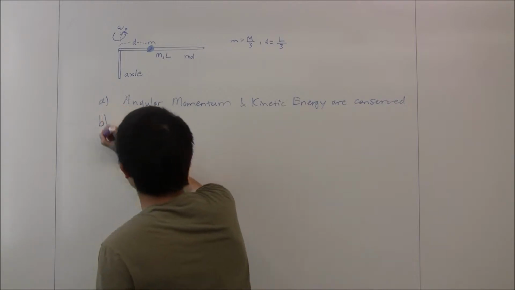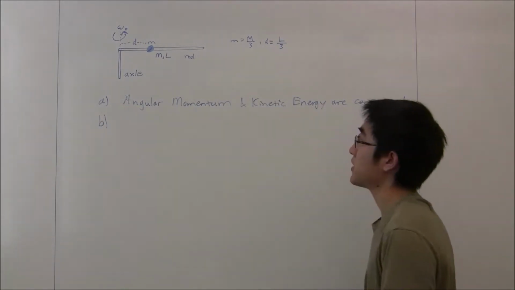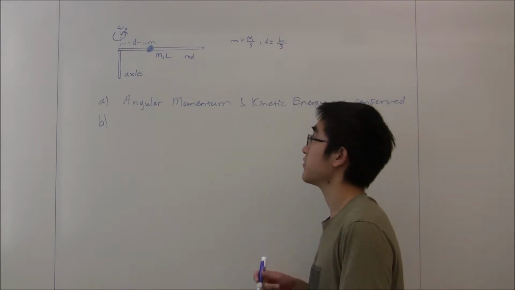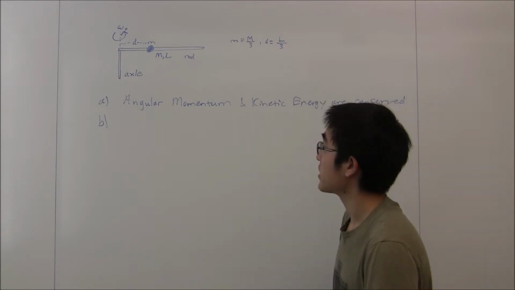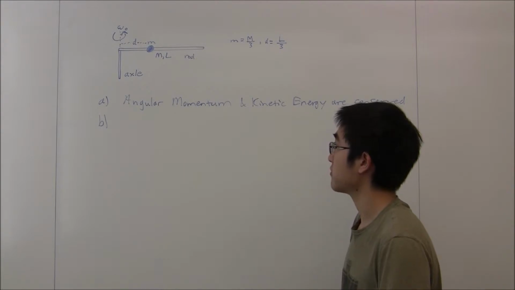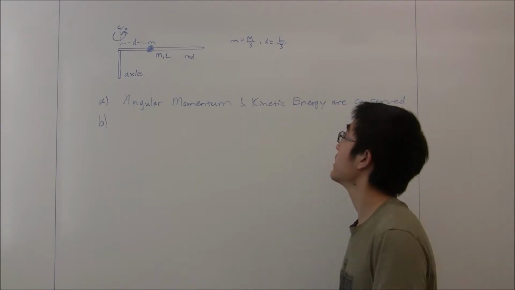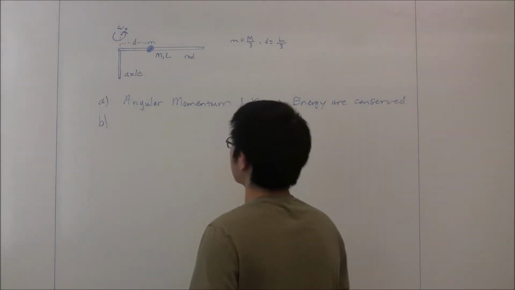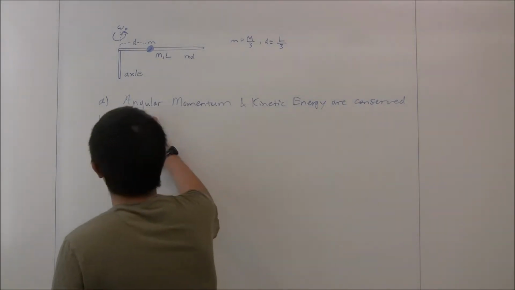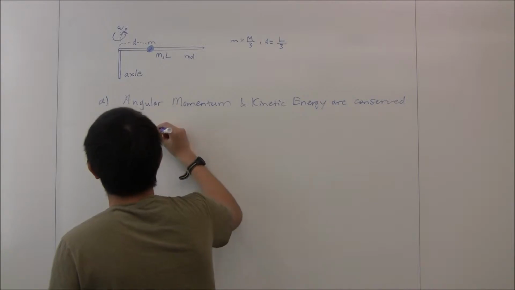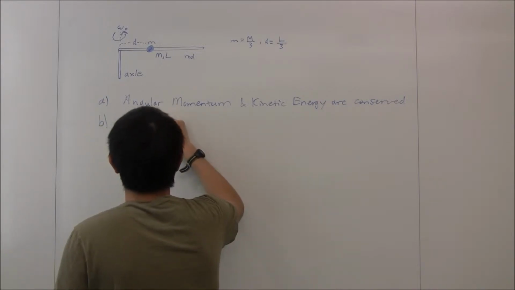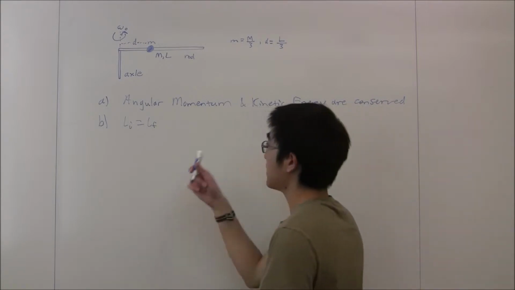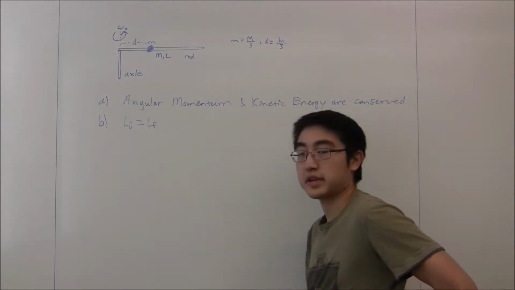Now, part B of the problem, we're asked to figure out what the final angular velocity is of the bead when it reaches the end of the rod. Now we can use conservation of angular momentum in our system to figure out what the final angular velocity of our system is going to be. So let's start off by noting that the initial angular momentum of our system is equal to its final angular momentum, since we determined that angular momentum is conserved.